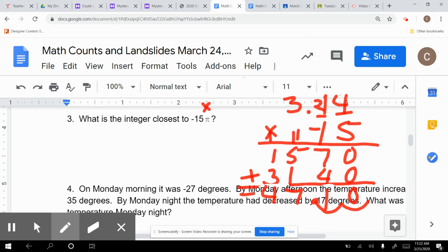And once again, the closest integer has to be a whole number, which means we're rounding to the nearest 1. We look next door, it's just a 1, which means your answer is negative 47. Fantastic to everybody who got that today.